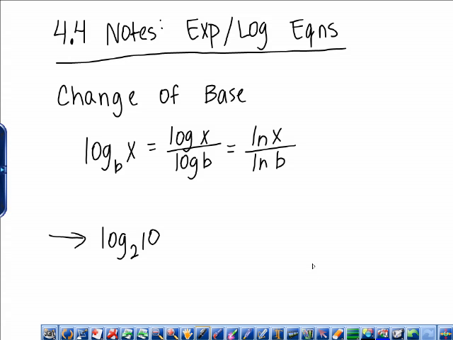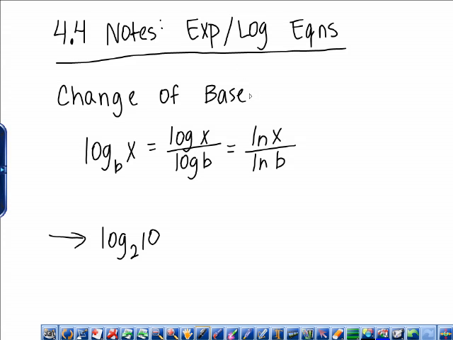Okay, so this is the video lesson for 4.4 notes, and today we're going to tie up some loose ends with some logs and also solve some equations, solving for x, both with exponential and logarithmic functions. Okay, so first let's go over the change of base formula.